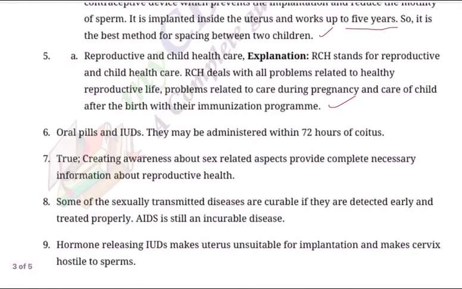And then question number 6, it should be oral pills and IUDs. They may be administered within 72 hours of the coitus. So soon after the intercourse, within 72 hours, the oral pills and IUDs are the best. True.